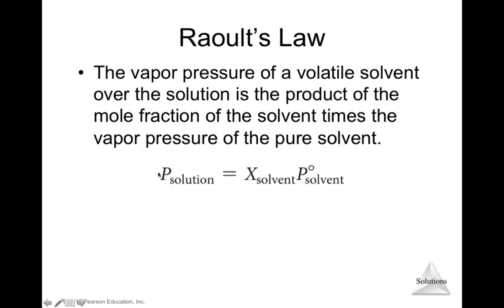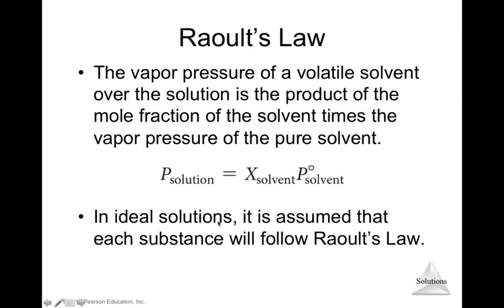P is pressure, and this is the pressure of the solution, which will be equal to the mole fraction of the solvent. Remember that mole fraction is moles, in this case moles of the solvent, divided by the total moles of the solution, as we saw in the previous module. And this is the vapor pressure of the pure solvent. This zero means pure. So the vapor pressure of the solution will be equal to the mole fraction of the solvent times the vapor pressure of the pure solvent. In an ideal solution, it is assumed that each substance will follow Raoult's law.